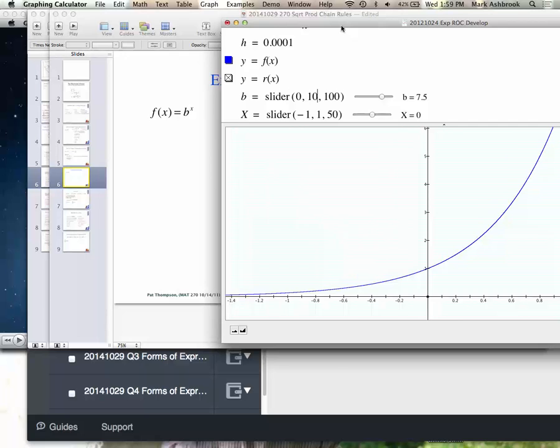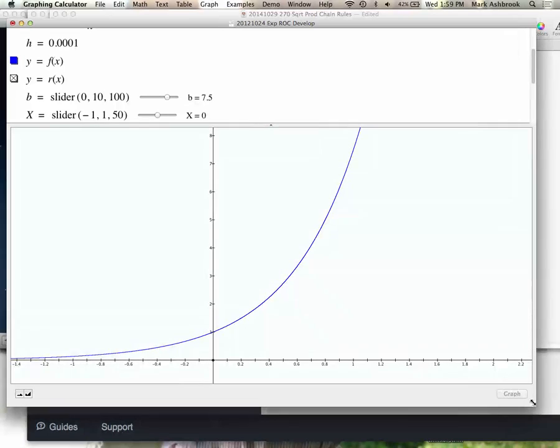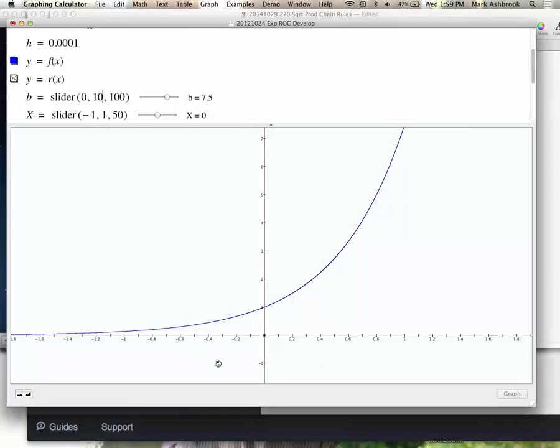So here I'm showing 7.5 to the x. This is the graph of 7.5 to the x. And we're going to explore this idea. So what's our conjecture? We're saying that f of x is 7.5 to the x. Our conjecture is what? What do we think is true? That the rate of change of f? Yeah, so our conjecture is that the rate of change is k times 7.5 to the x. That's our conjecture.